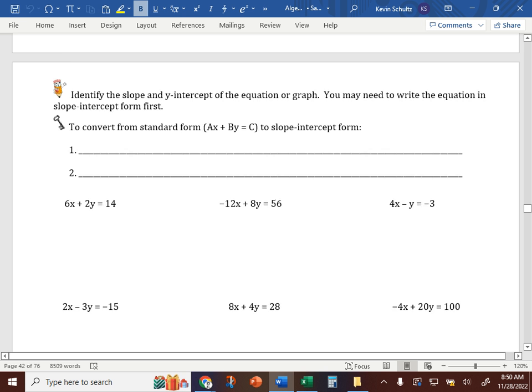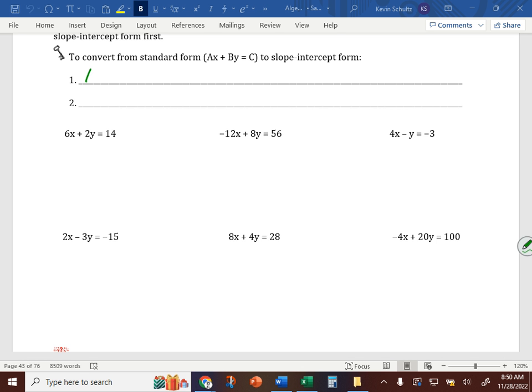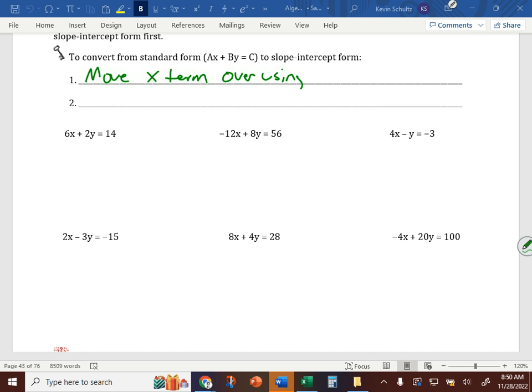So to convert from standard form to slope-intercept form, it's the opposite of what you did to get there in the first place. You're going to move your x term over using opposite operations. Okay. So let's just do that in the first one here.